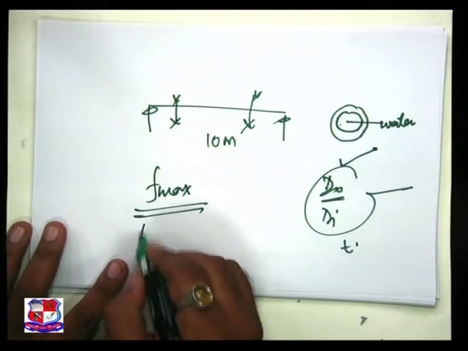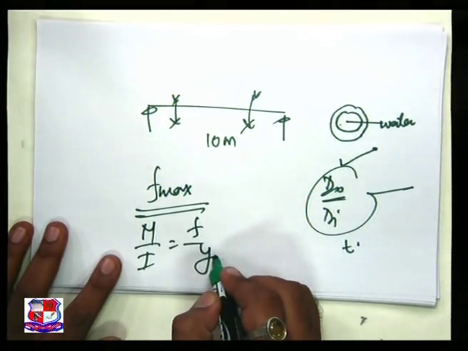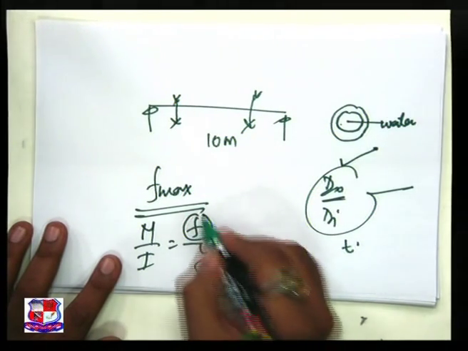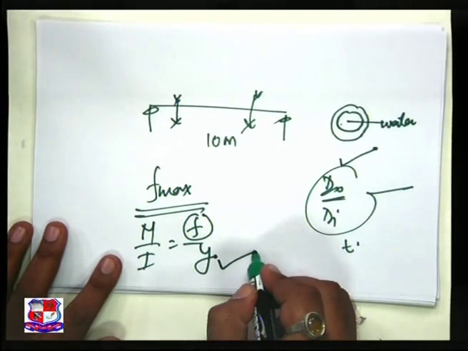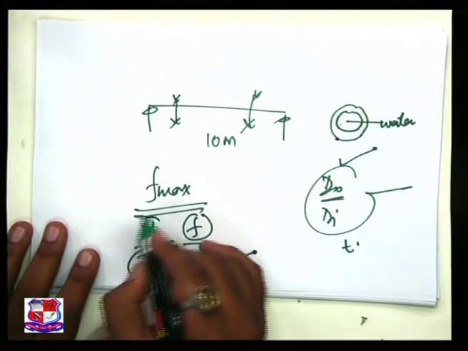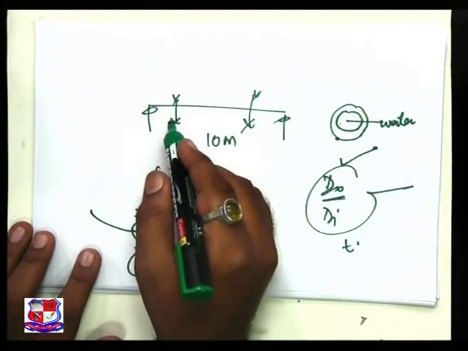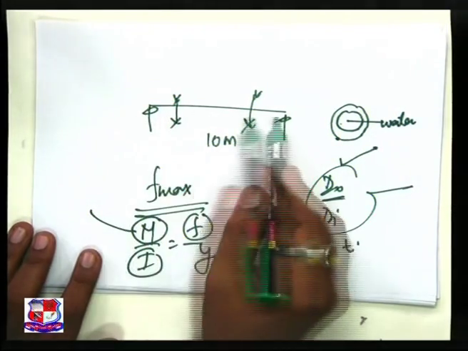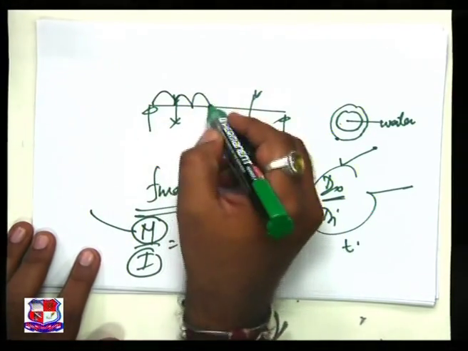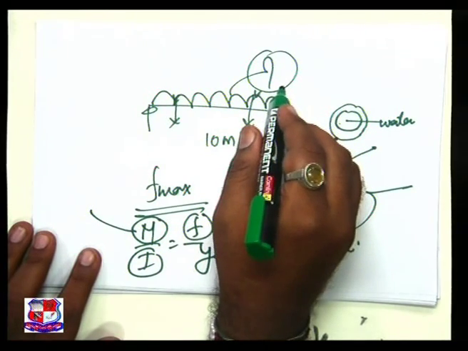We know that M over I is equal to F over Y. I have to find out the F. Y is known to us, DO by 2. I we can find out as the cross section is known to us. How to find out M? As the given beam is a simply supported beam, and the water is running throughout the length of the beam, it means indirectly it has been stated that there is a UDL, which has been given to us, but not in the direct form.